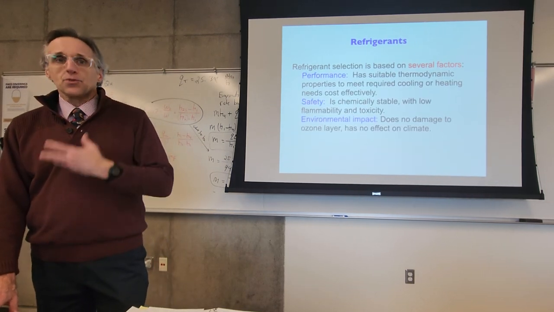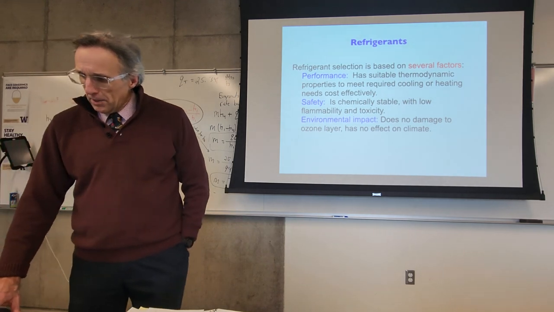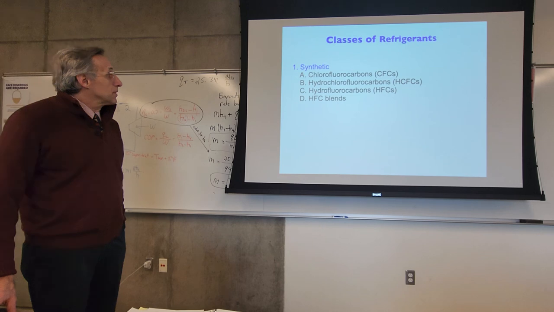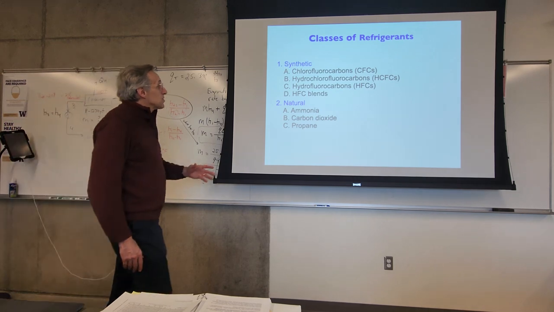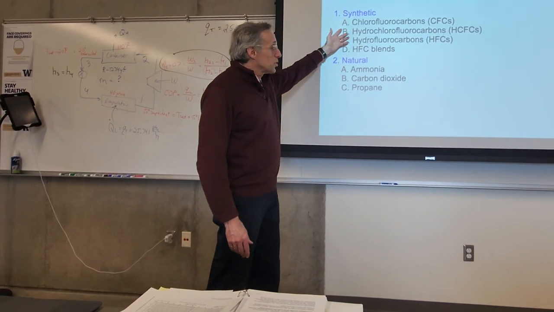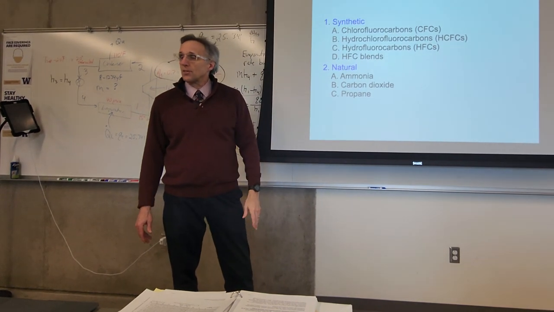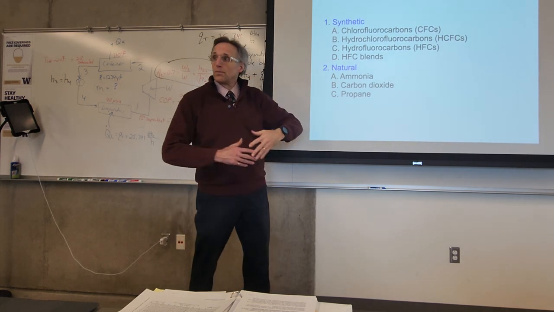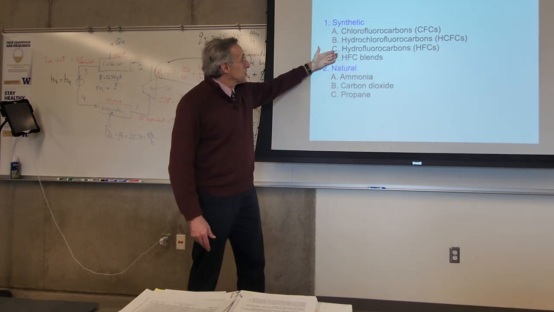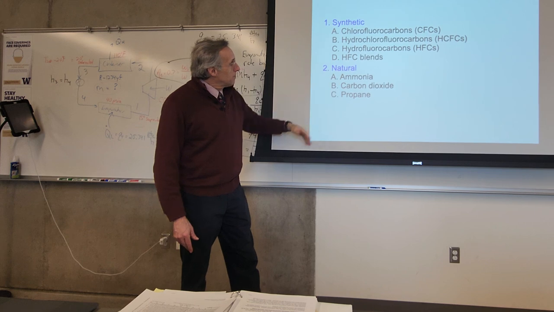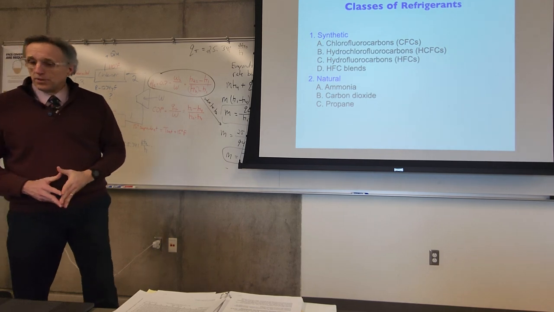We're trying to strike a balance between performance, safety, reliability, and environmental impact. If you look at the refrigerants, we classify them into synthetic versus natural. Synthetics are the ones that are human made. The first ones were made in the 1920s, and it was considered a great triumph of science and engineering, because it really allowed for rapid expansion of air conditioning and refrigeration when CFCs were developed, and then others came a little later. Before that, we had ammonia, and then more recently, carbon dioxide and propane. Those are the big three natural refrigerants.